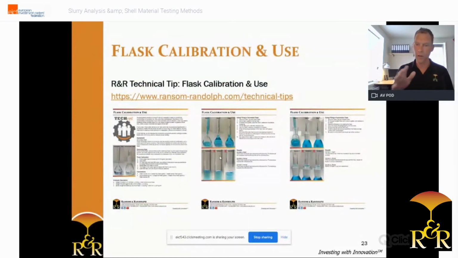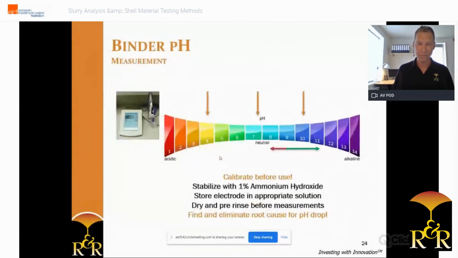If you do use the flask, I also suggest you take a look at one of our latest technical tip sheets, flask calibration and use, because often I see on the shop floor that mistakes are made here. They're not filled right or they're not calibrated, which is very important. So this technical tip sheet explains how to use and calibrate this flask correctly. It's available, it's free, please take a look at it.